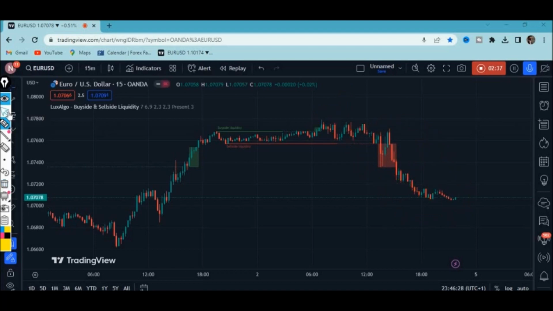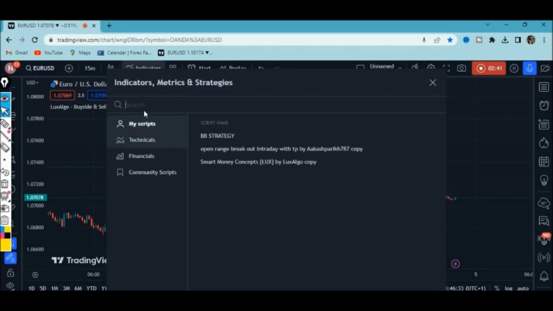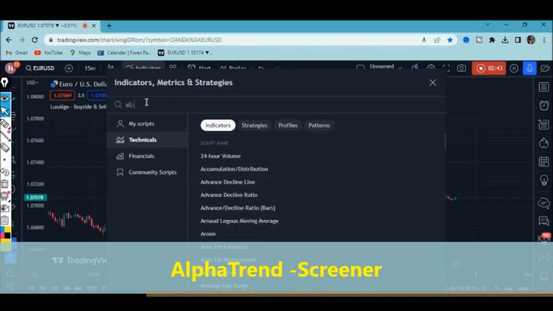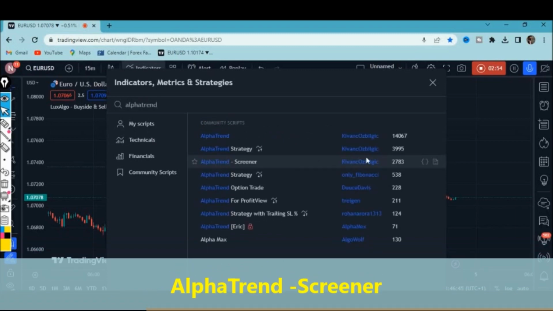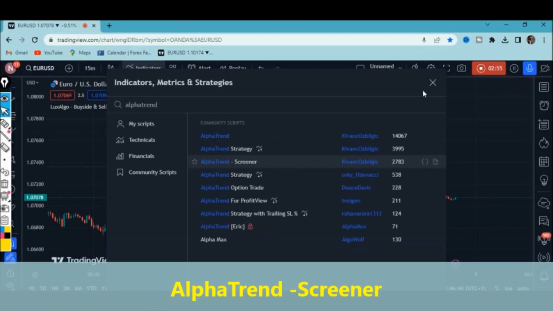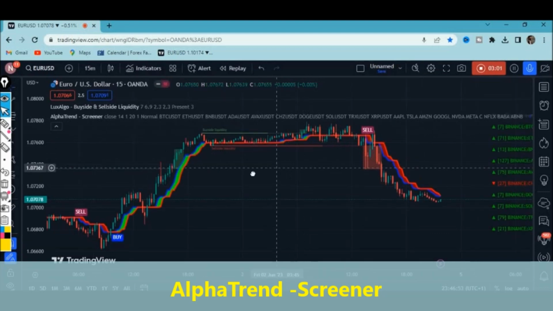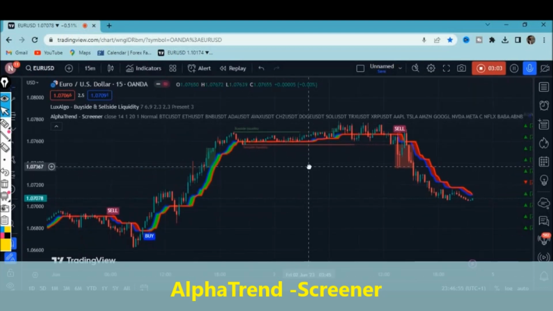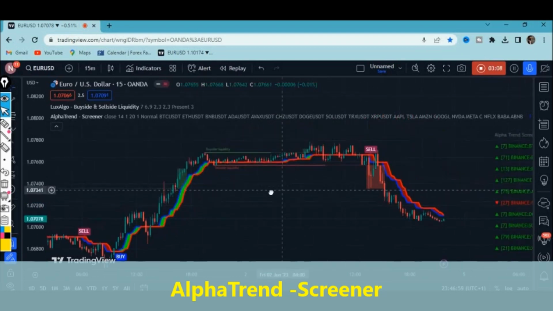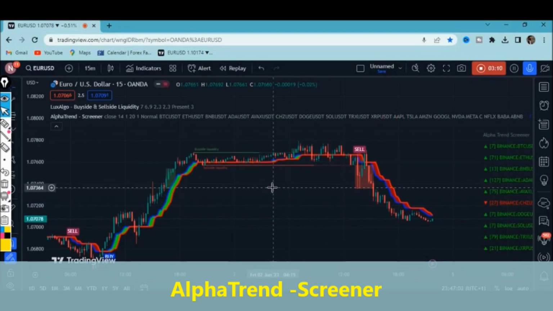Okay, so guys, let's add the second indicator so that we can solve this problem. Just going to click on the indicators tab again, and under technicals, type Alpha Trend Screener, click on it. Once you click on it, this is how it's going to appear right on your chart. This is actually a very great indicator, which I really love. I've talked much about this indicator in my previous videos, and combining the two indicators, you'll be able to get accurate and sniper entries.